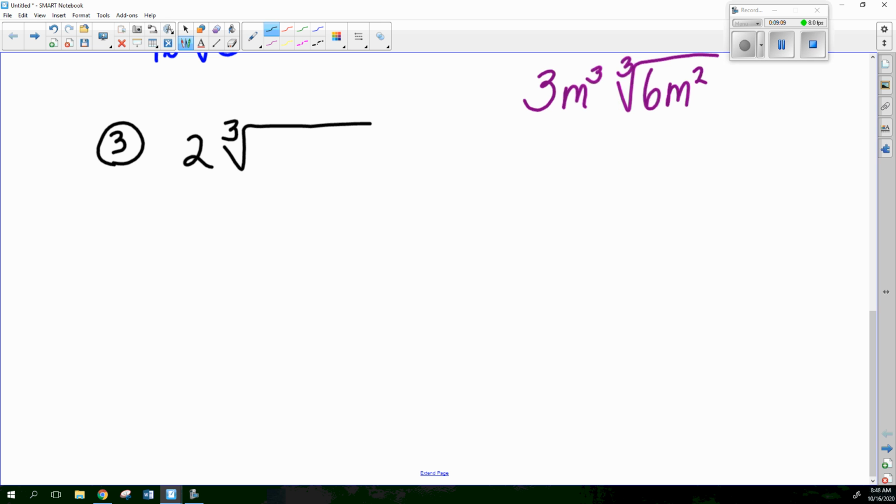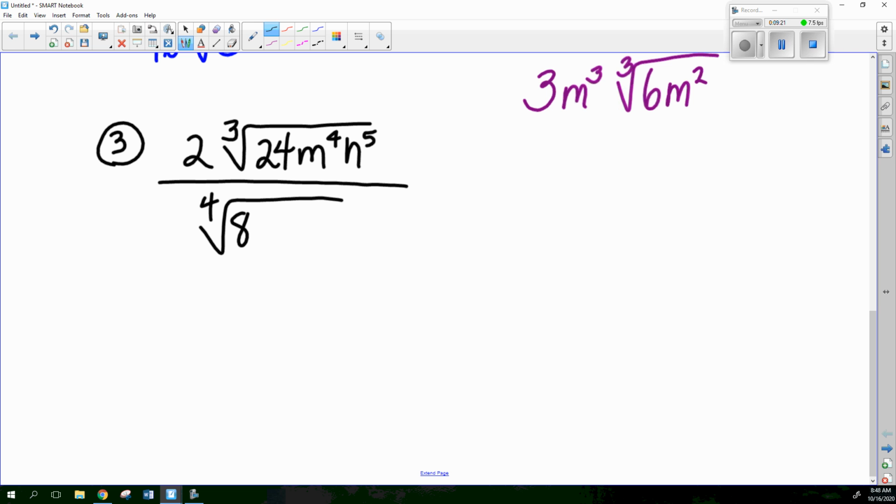All right, so I have 2 times the cube root of 24, m to the 4th, n to the 5th. And then on the bottom, I have the 4th root of 81, m to the 8, n to the 4th. You want this, Keith? All right.